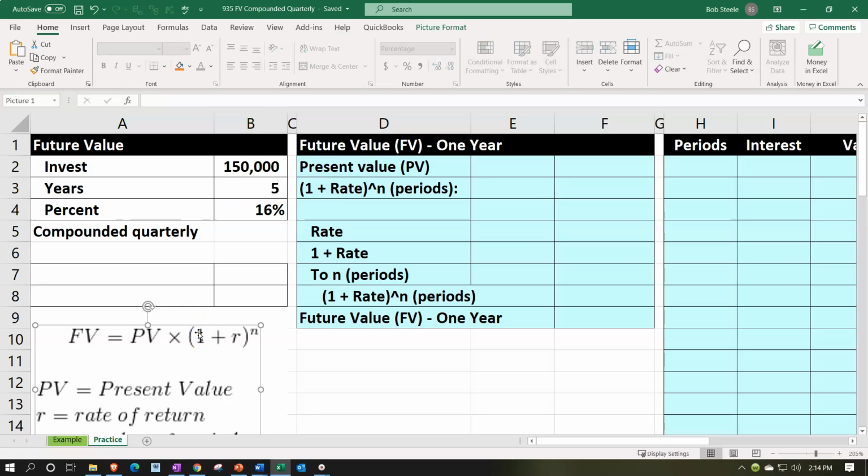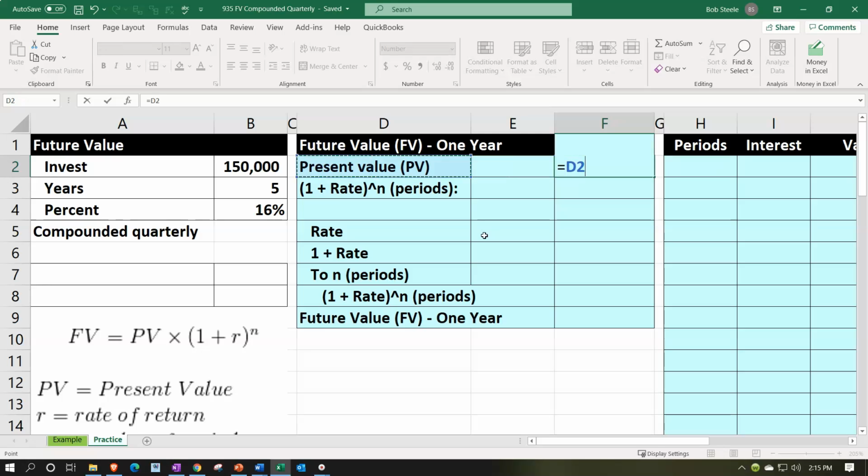We'll start it off with the formula down below, the future value equaling the present value times 1 plus r to the n. Present value being that 150,000, r being the 16%, but we're going to have to adjust it for the quarterly, and then n being the 5 years, but once again having to adjust that for the quarterly compounding. So we'll start off with our formula up top, and we're going to break this down into a table format as we've seen in the past. Outer column having the present value times the 1 plus r to the n, then bringing that calculation in here for the 1 plus r to the n.